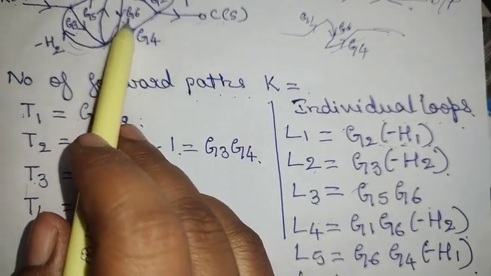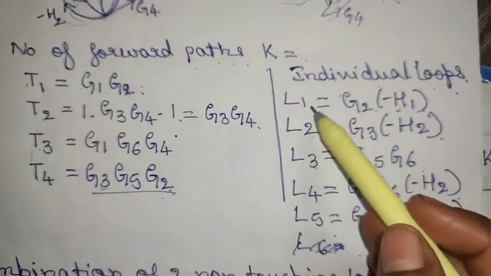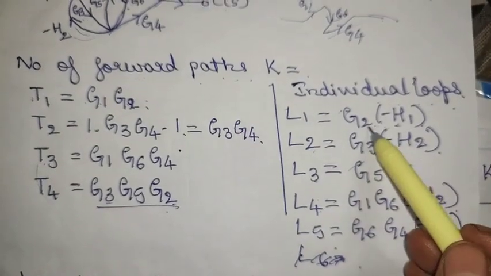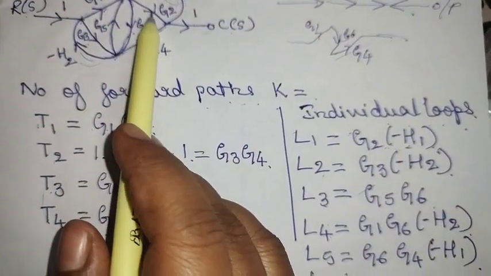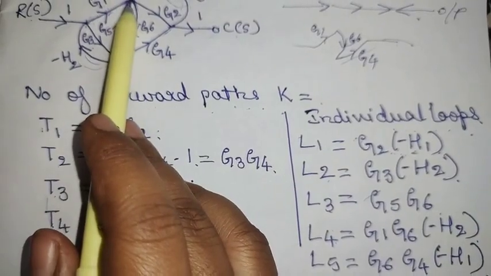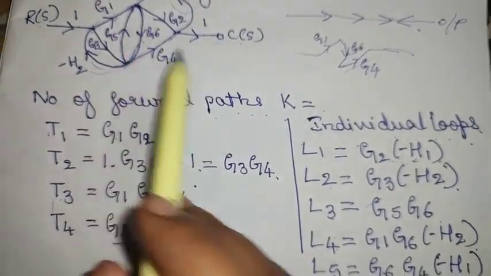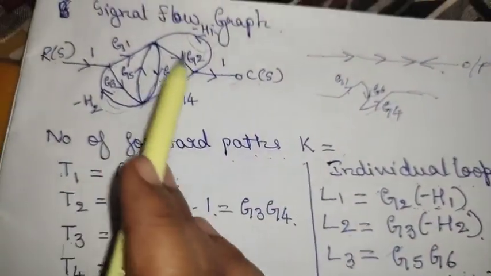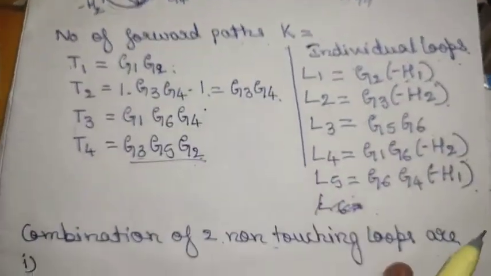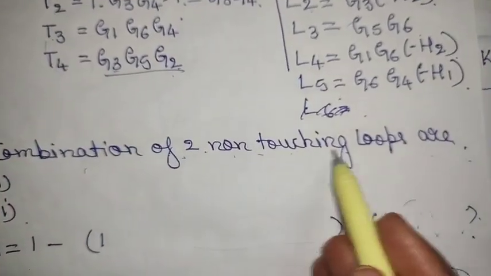We cannot write it. For L1 and L4, G2 is there, and G2 is connected here, and G1 is also connected. So we cannot write like that. So observe the circuit for loops which are non-touching to each other. The combination of two non-touching loops is only L1 and L2.